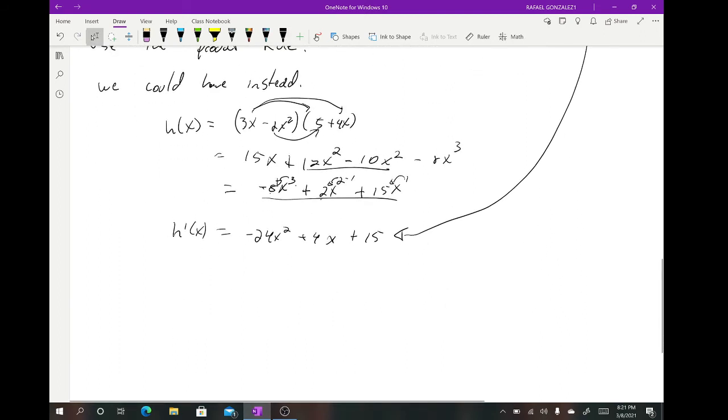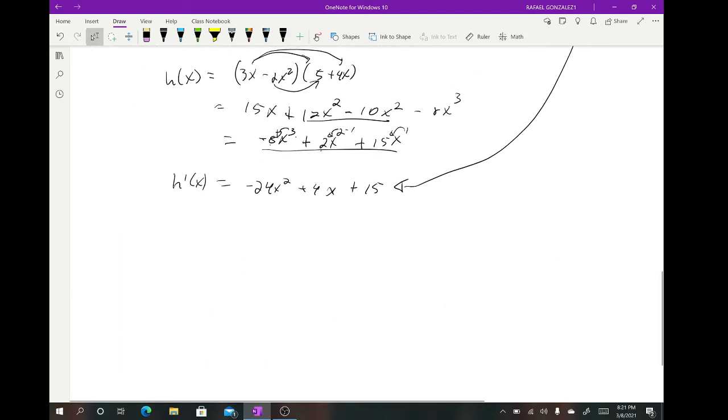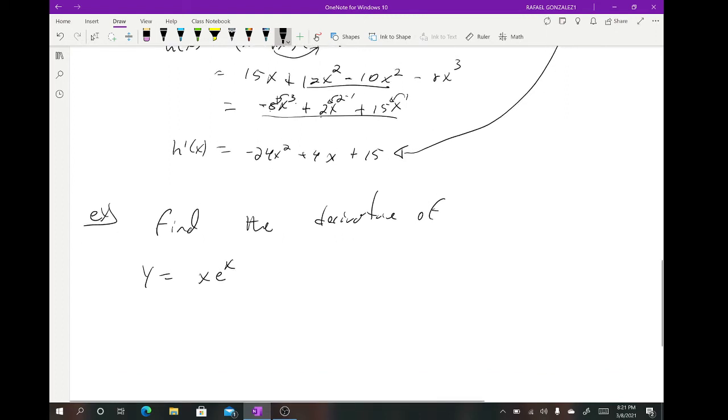Okay. Now, for this problem, we could have avoided the product rule. The next example is going to illustrate why this rule is so useful. So in this next example, we actually cannot skip it. So let's find the derivative of y equals x e to the x.